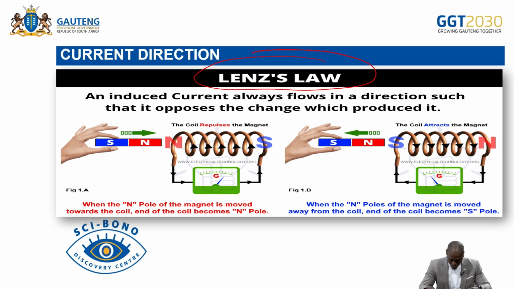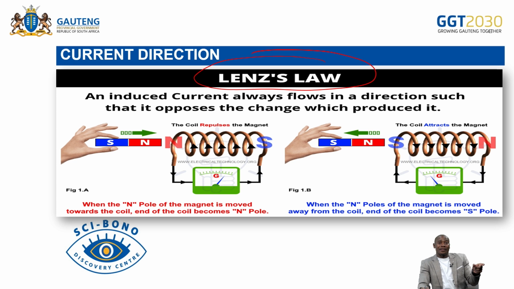Okay, so what is happening here? Remember, what produces this current? This is very, very important. What produces this current is the magnetic field. Right? What produces this current? It is the magnetic field. Okay. So now, this magnetic field is going to change the direction of current.